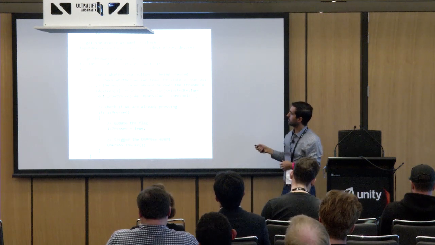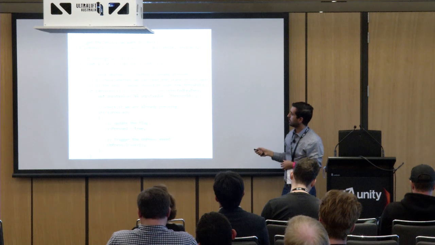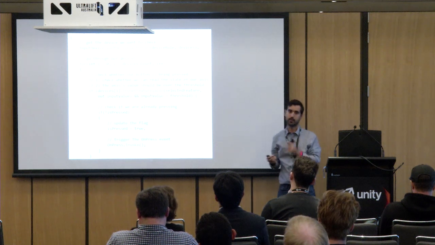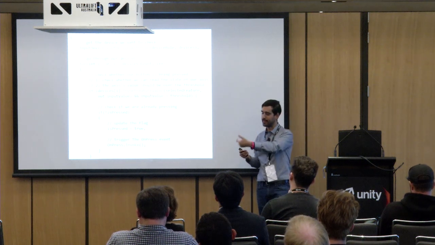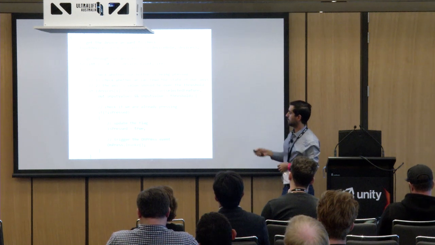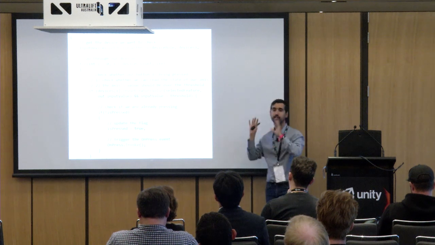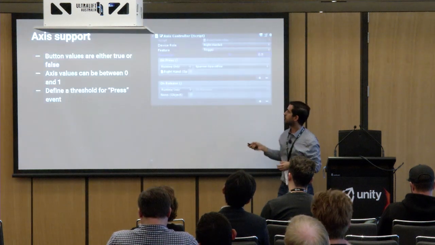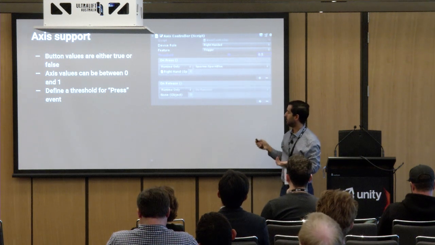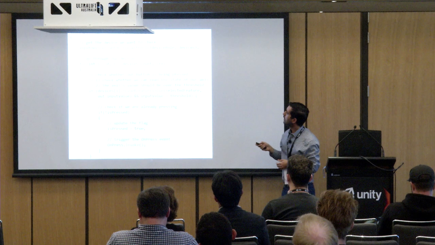You check whether the axis, instead of button, is greater than the threshold, which is the number I defined before to indicate that the trigger is now, the action should happen. And if it's pressed, then you just invoke that Unity event, so you can put any logic you want. So this is what it looks like for you on the editor. It's pretty easy to use, and you got axis support.